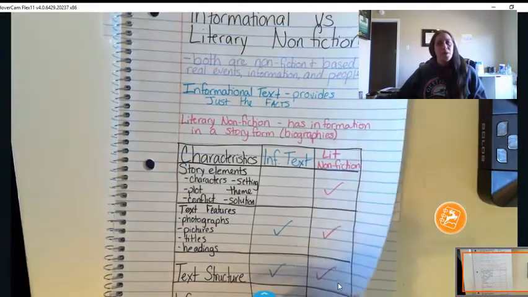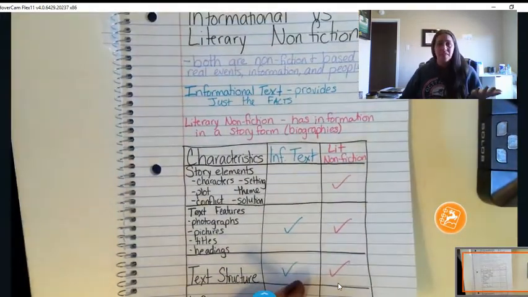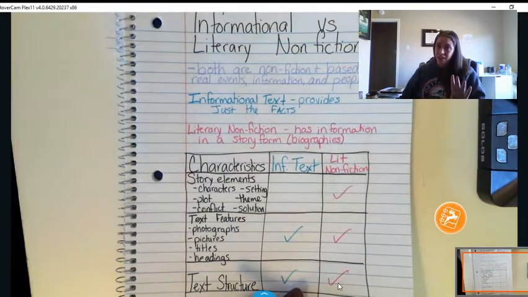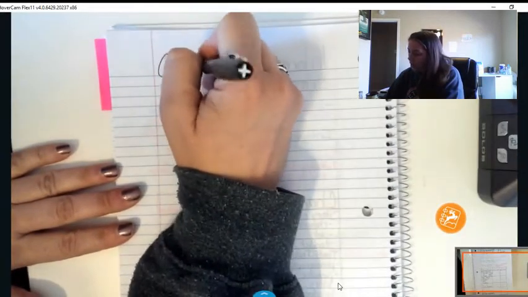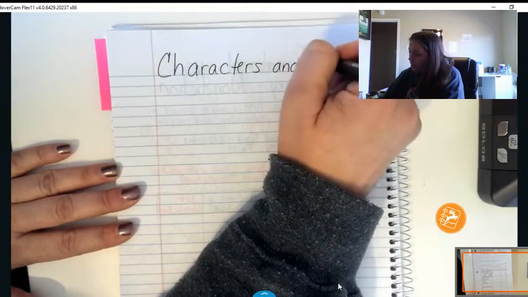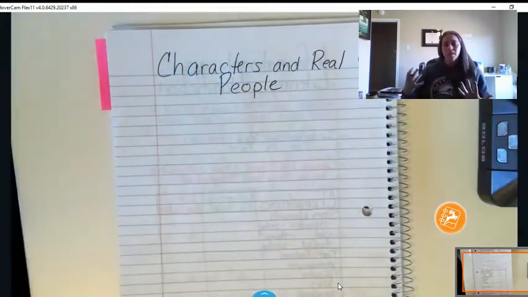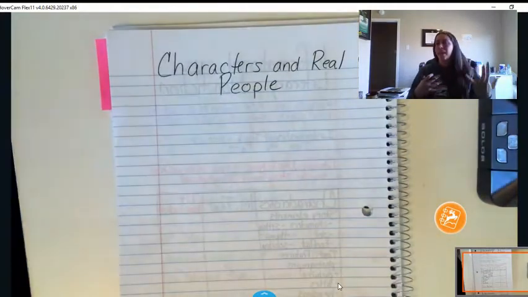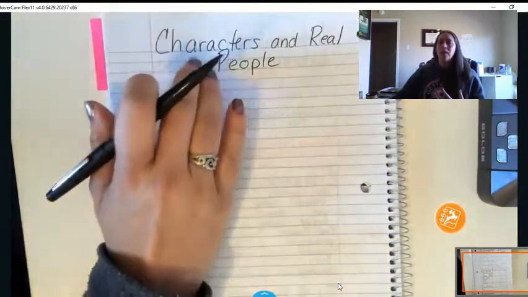So my table of contents is a little goofed up right now, so I'm going to have to go back and find some whiteout in order to fix it. So I'm not going to show you my table of contents today, but you do need to go right on your table of contents, characters and real people. Because our literary nonfiction is based on real people, but they have some of those character traits that we used in our fiction. So you need to go ahead and write that in your table of contents.